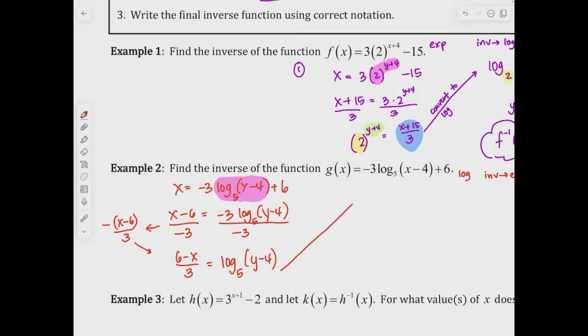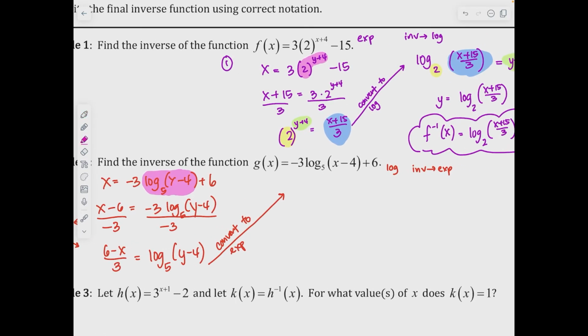Now that I'm in logarithmic form, in order to bring that y value out, I'm going to convert to exponential form. Okay, so I am here. I'll color code it one more time. I'll match the same colors as last time. So I'm doing log base 5. That means this is 5. Whatever I'm equal to, that is my exponent. So that's going to go up here. So I have 5 to the 6 minus x over 3 power. And it's equal to there.